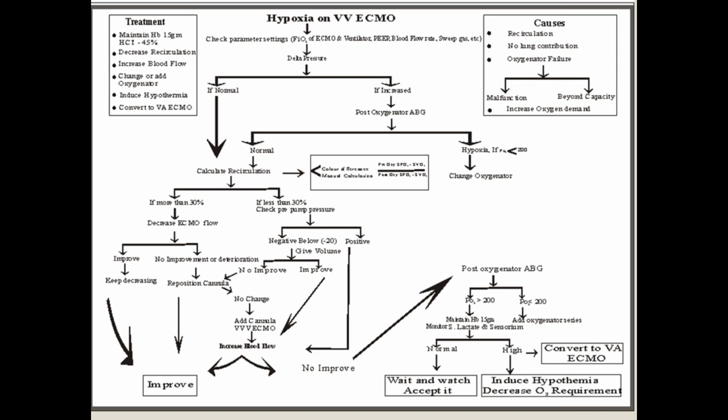If your recirculation is less than 30%, then check the pre-pump pressures. It means the recirculation is not a problem and there is no technical issue. That means you need to give more flow, more support, so you have to increase the flow. If you increase the flow and the patient becomes more negative, then you have to give fluid and then increase the flow. If you are still not able to maintain good flow, then put one more cannula and switch over to VVV. And if the oxygenator is failing, you will change the oxygenator.